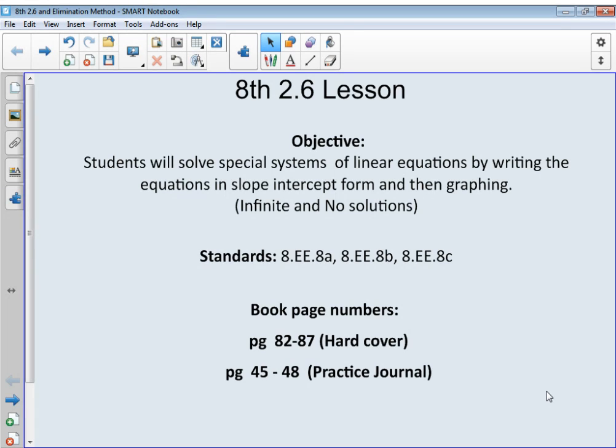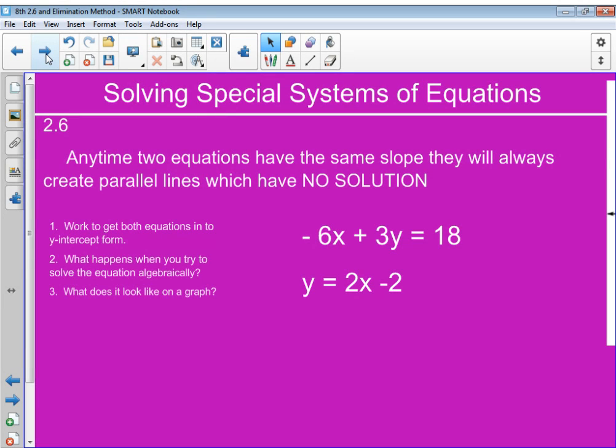Out of your hardcover book, it's pages 82 through 87, and out of your practice journal, it's pages 45 through 48. Okay, so first of all, there are two types of special systems of equations. One of them is called a no solution system. And we actually came across a couple of these when we did the worksheets for 2.5 when we were graphing them. We noticed that on each of them we had a situation where we ended up with parallel lines. So parallel lines is an example of a special system of equations.